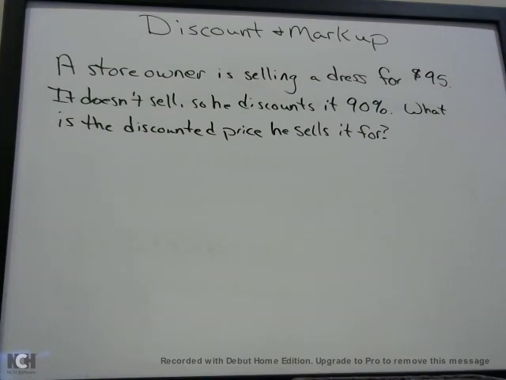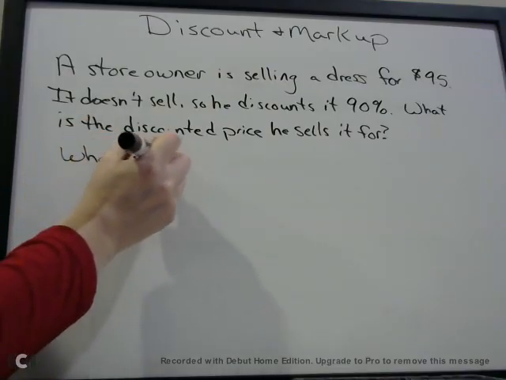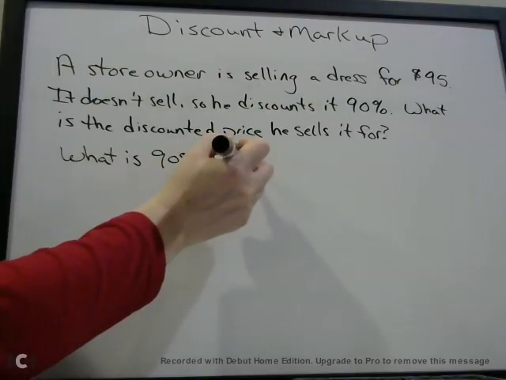So here's a similar problem, but now we're talking about discounts. A store owner is selling a dress for $95. It doesn't sell, so he discounts it by 90%, or otherwise he puts it on sale. What is the discounted price that he sells it for? I used the same numbers as the first problem to show you that these are very different questions. So you're selling it for $95. You decide you're going to take 90% off. You're going to discount it by 90%. So what is your final price? You're going to ask yourself, what is 90% of 95?